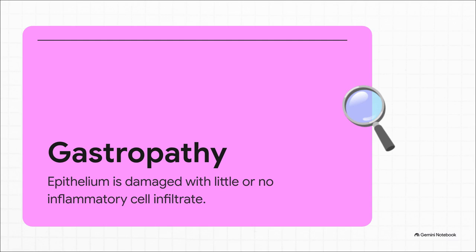First up, gastropathy. And the same logic applies to enteropathy, by the way. Gastropathy means the epithelium is damaged, but there is little or no inflammatory cell infiltrate. Think about physical or chemical wear and tear, like NSAID injury or alcohol consumption. The tissue is damaged, sure, but the immune cavalry hasn't actually arrived yet.